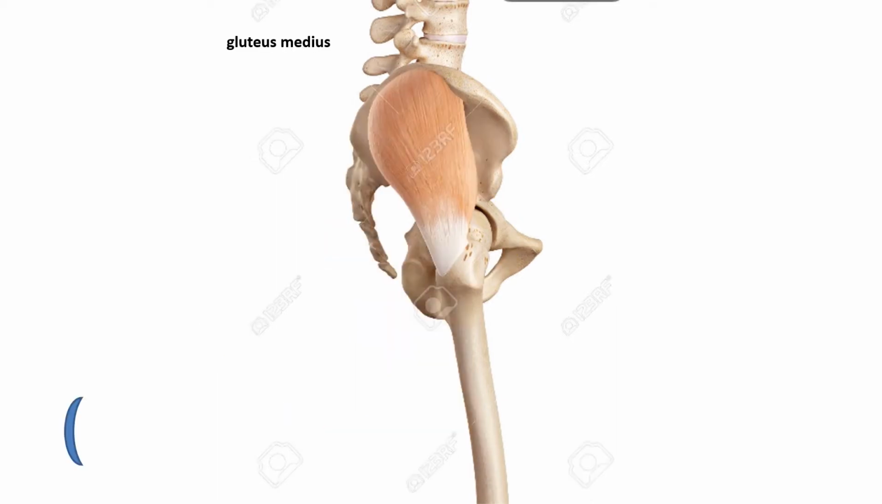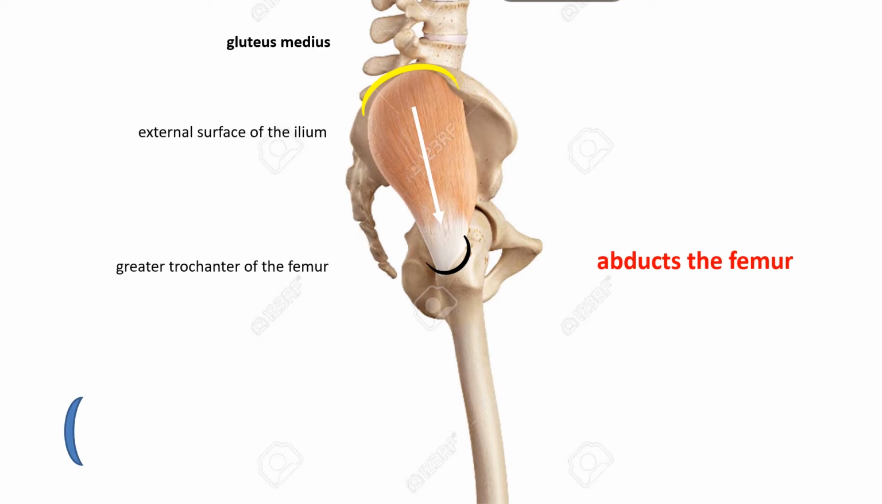Here is another muscle which is deep to the gluteus maximus, and it is called the gluteus medius. It is coming from the external surface of the ala of the ilium, and it is going down and anteriorly to insert into the greater trochanter of the femur, and this is going to abduct the femur, moving the leg away from the midline.